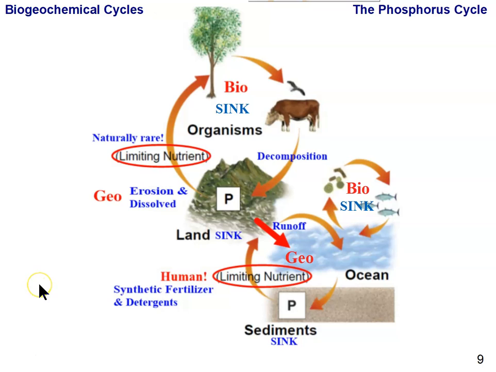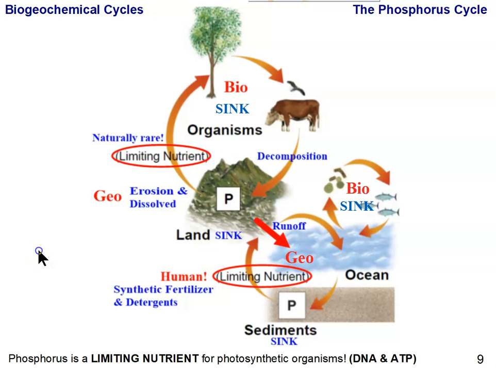The phosphorus cycle is similar in that phosphorus, if you look on any bag of fertilizer, you'll also find phosphorus listed, because phosphorus, just like nitrogen, is a limiting nutrient for photosynthetic organisms. And again, it's found in nucleic acids like DNA. If you'll recall, the components of a nucleotide, the monomers of nucleic acids, are a sugar, a phosphate, and a nitrogen base. Phosphate, right? Sugar, phosphate, and a nitrogen base. So phosphate is in nucleic acids.